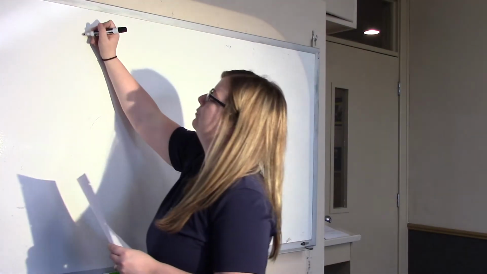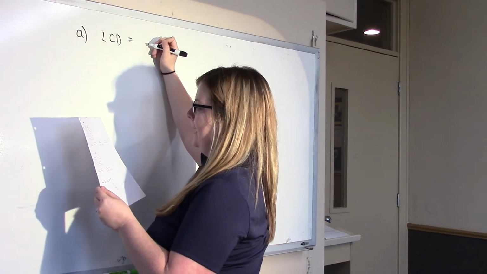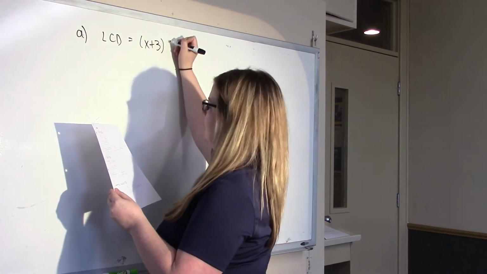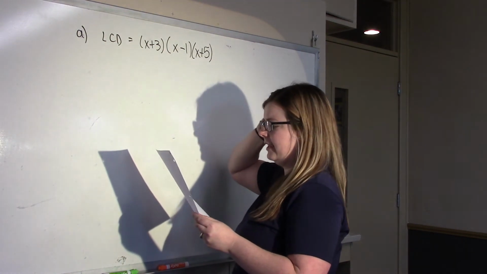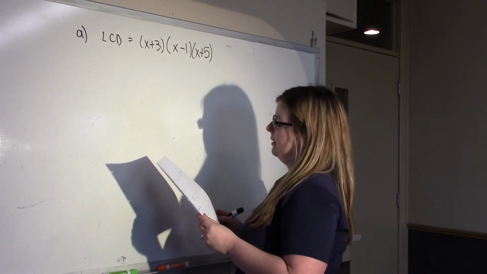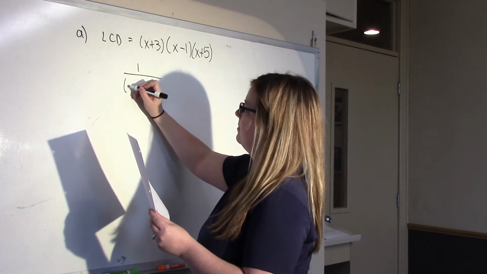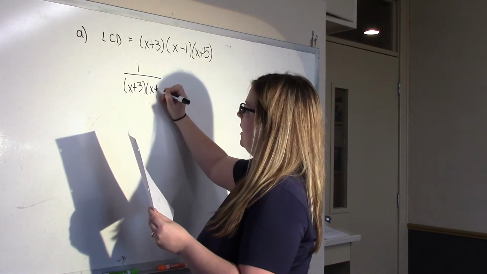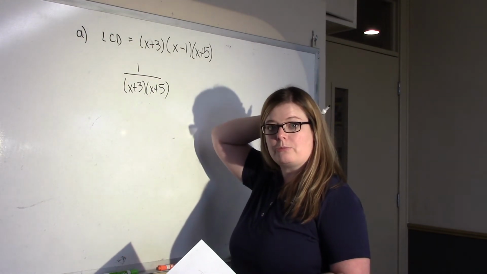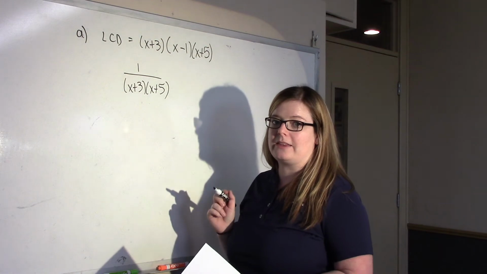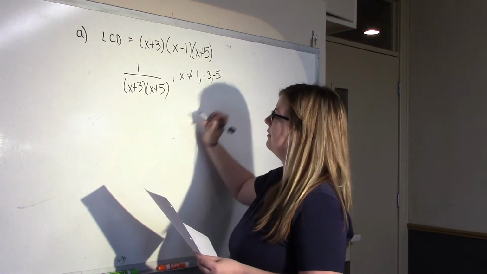Okay, so for A, you should get that the lowest common denominator is x plus 3, x minus 1, and x plus 5. Okay? And when you factor all this, your final answer is 1 over x plus 3, x plus 5. Okay, you'll notice that that x minus 1 actually crosses out because you end up with an x minus 1 on the numerator. That crosses off with the x minus 1 in the denominator. And then your restrictions are x cannot equal 1, minus 3, or minus 5.